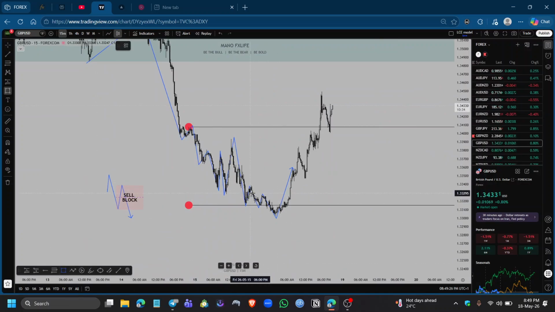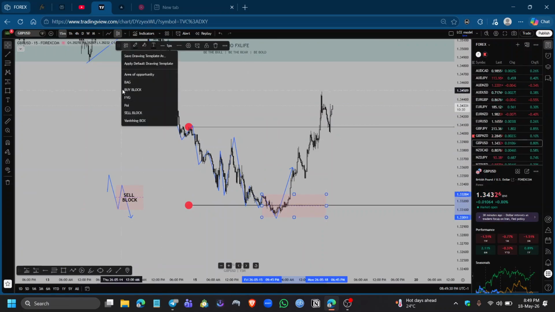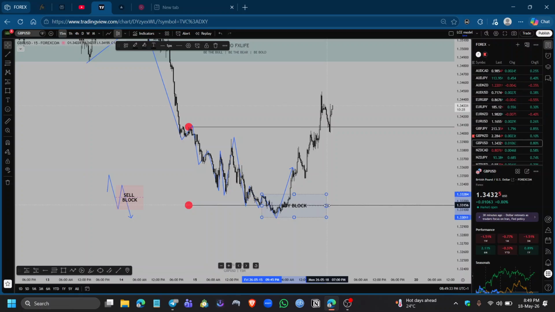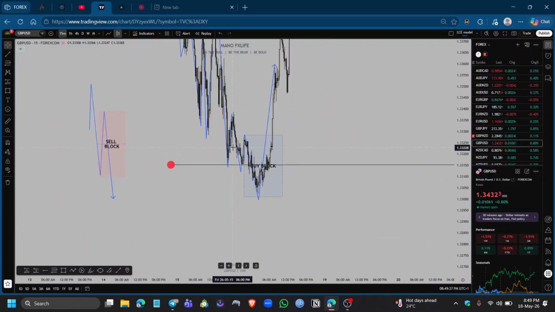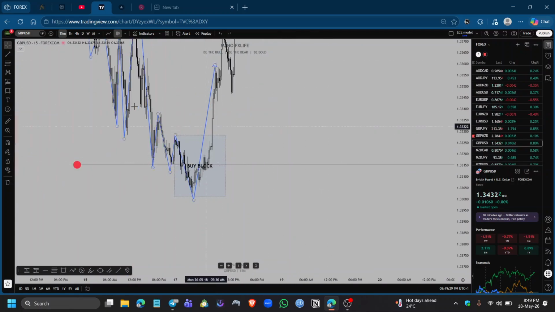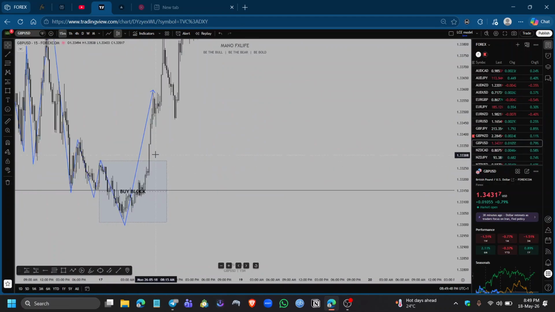What you are actually waiting for, this is a buy block, is for price to close above this high. The last break of structure after price has rejected yesterday's low and moved up. You see this white candle. Immediately this white candle closes as a body above this line, you enter your trade like this.